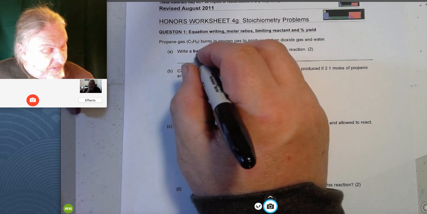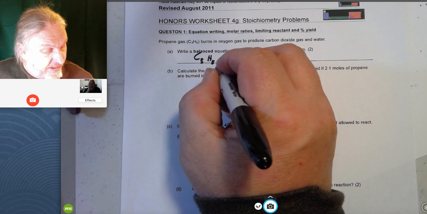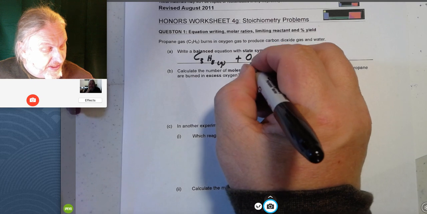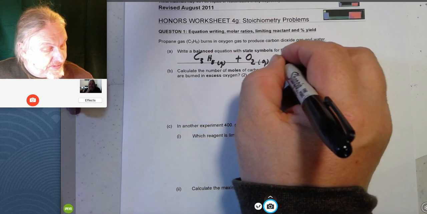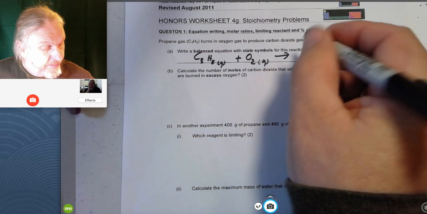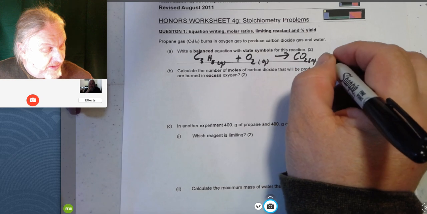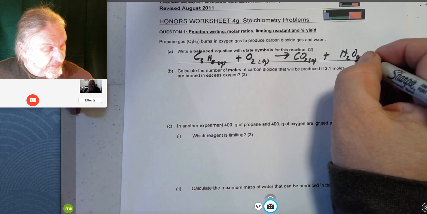So, propane gas is C3H8, and it said gas. Put a G down there. Burns in oxygen gas. Remember, oxygen is diatomic. That would be gas. And it's going to produce, put a little arrow in, carbon dioxide gas and water. So, we'll call that liquid.